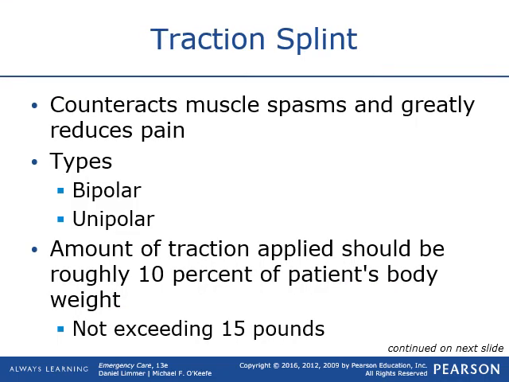Alright, traction splints. They counteract the muscle spasm and greatly reduce pain. And here are your types: bipolar, unipolar. The amount of traction applied should be roughly 10% of the patient's body weight, not exceeding 15 pounds. In an emergency situation, you're not going to remember that number. Be honest, in an emergency, all you're going to do is keep going until they don't feel pain. Yeah, that's the best I can tell you. We'll get these out and we'll play with the different types. But that number is something you're definitely going to need to know for a test.